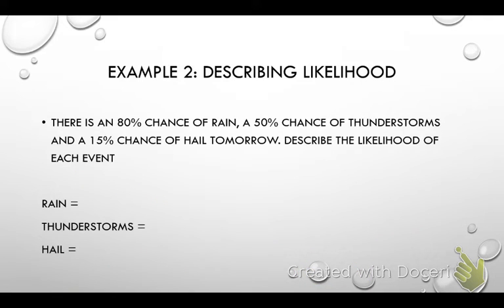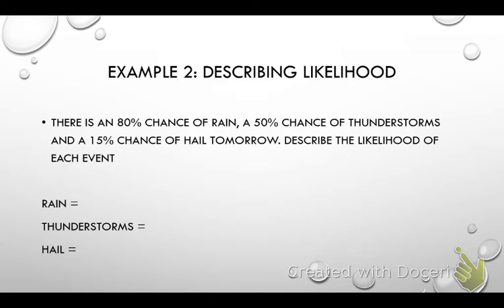In example 2, we're describing likelihood. So we're going back to our probability scale. And it's important that we express these in complete sentences. Your complete sentences can look different. I'm going to show you a couple different ways that we could write a complete sentence. But here we're given some probabilities. There's an 80% chance of rain, 50% chance of thunderstorms, and a 15% chance of hail tomorrow. And goodness, wasn't that the truth today? Man, I'm surprised it wasn't hailing out there with all the rain that was coming down.